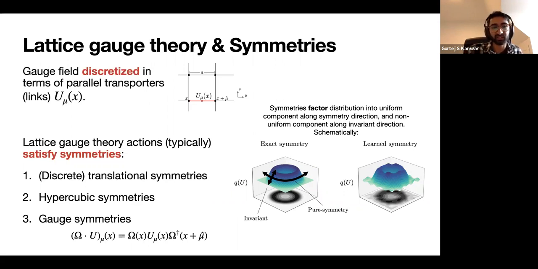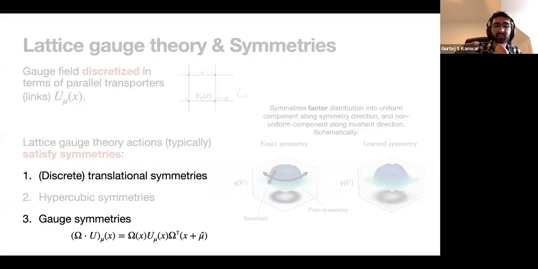Now, lattice gauge theory actions typically satisfy many such symmetries, but a few important ones are discrete translational symmetries of the lattice, hypercubic symmetries involving rotations and reflections of the lattice, and gauge symmetries whereby the gauge field is changed based on this local set of parameters. And we focused on the translational and gauge symmetries and baking those into the model.